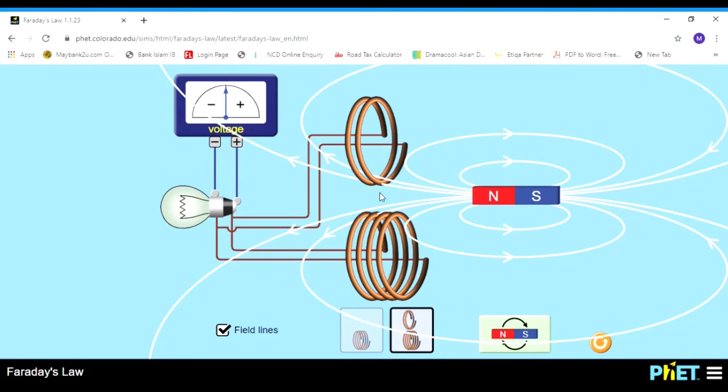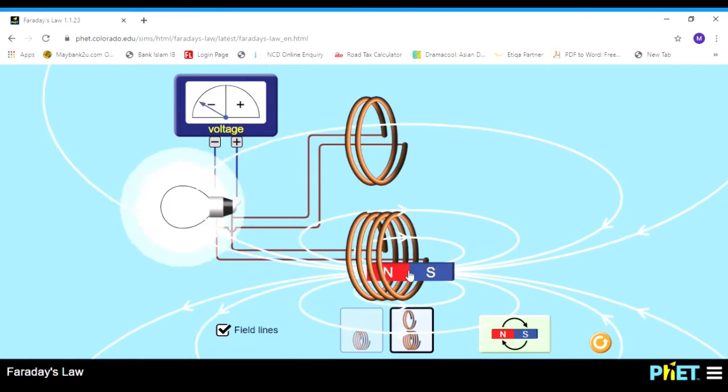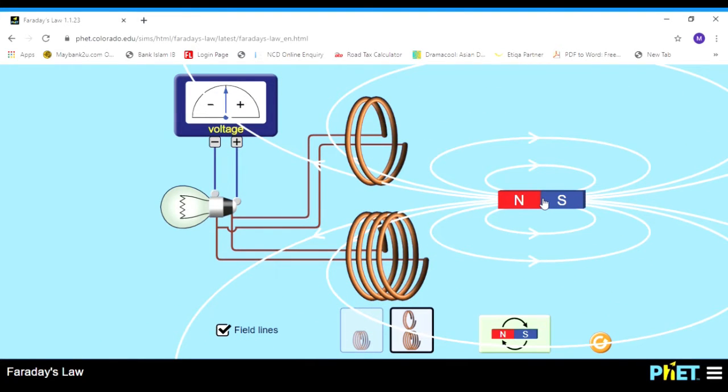So if we look at this picture, there are two solenoids. The upper one has a lower number of turns than the bottom one. Let's see what happens when we put this magnet bar into both of the solenoids. The upper one, the lower one. We can see that the bottom one is much brighter than the upper one.